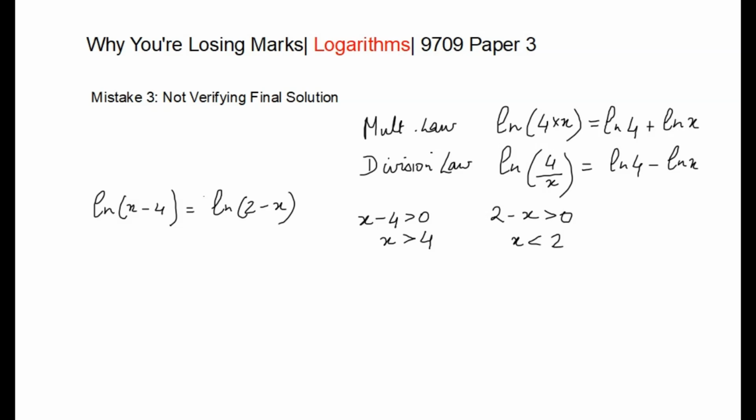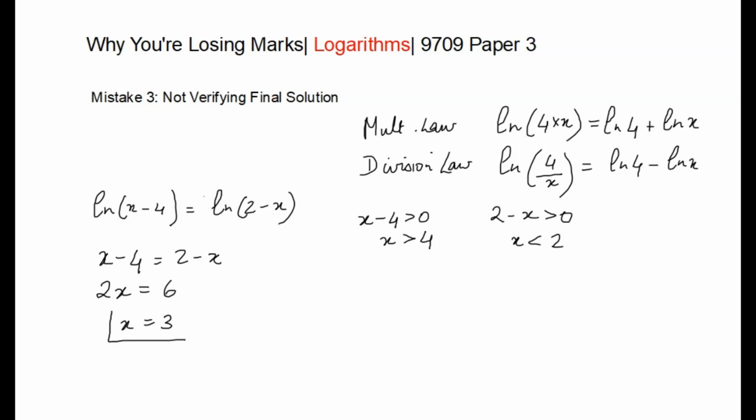So let's check out the solution here. Since there's a single log on both sides of the equation, we can just equate x minus 4 is equal to 2 minus x. Now when we simplify this, we get 2x is equal to 6 and x is equal to 3. Right, algebra done, we've got a solution.